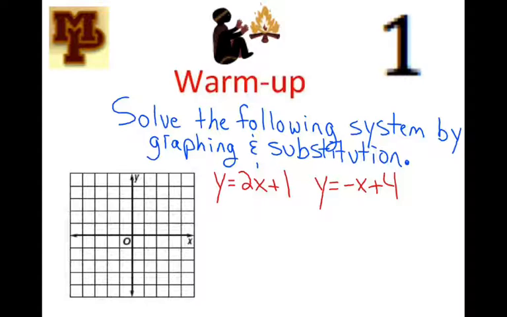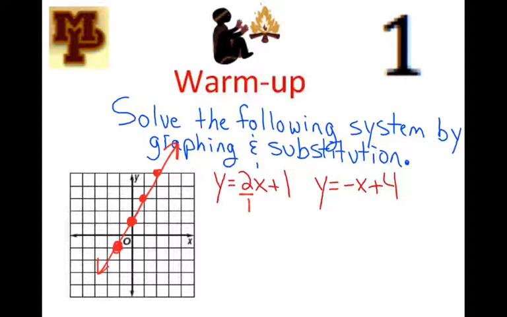The first one has a y-intercept of 1, so I'll put a dot there at 1. And then it has a slope that's 2 over 1. So we're going to go up 2 over 1, up 2 over 1, and connect those, and down 2 over 1 as well.